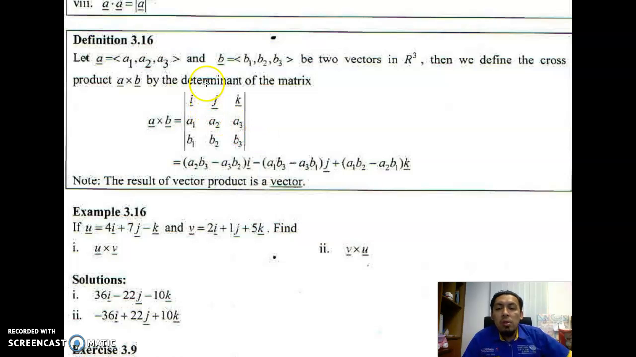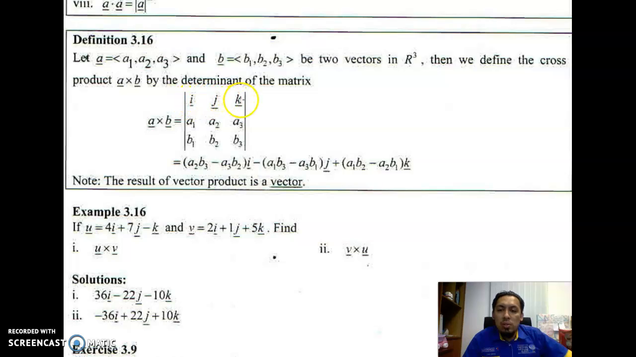So first, to calculate for i, we use the elements that are not within i's row and i's column, remember? So these will be the components we use to calculate the cross product for i: A2 times B3 minus A3 times B2.